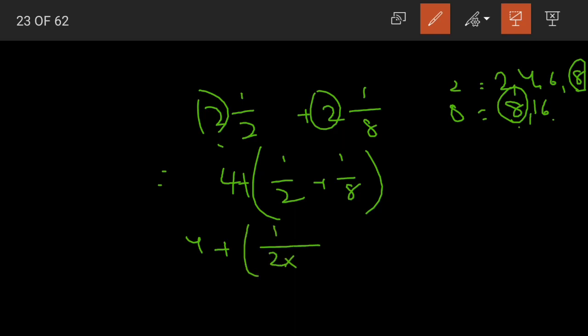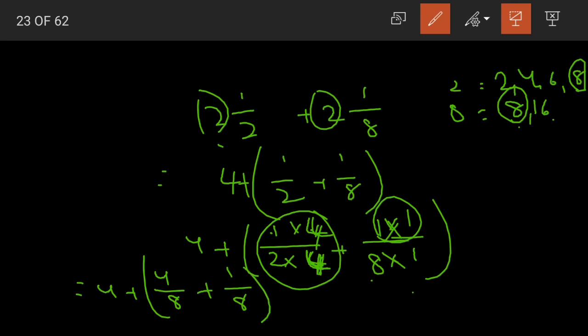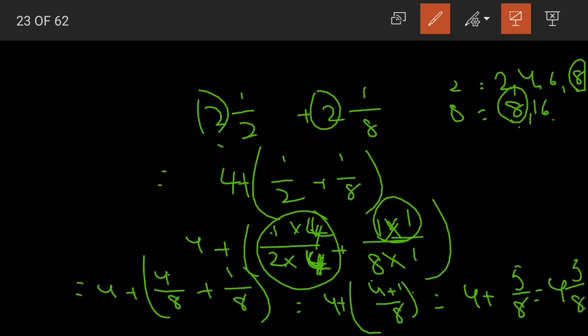So we'll make our fractions like fractions with the denominator 8. 2 4s are 8, so multiplying both the numerator and denominator by 4. And coming to 1 by 8, we already have 8, so just simply multiplying it with 1. Now again here, 4 plus 1 into 4, 4 divided by 2 4s are 8, plus 1 into 1, 1 divided by 8. What will it be? 4 plus 4 by 8 plus 1 by 8 is 4 plus 5 by 8. 4 plus 5 by 8 is nothing but 4 5 by 8.